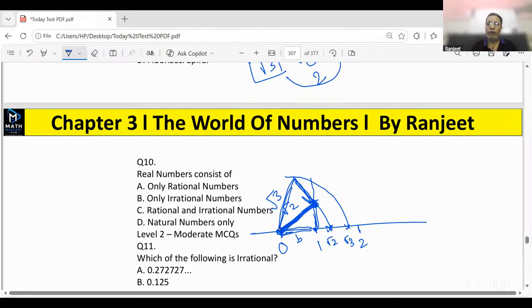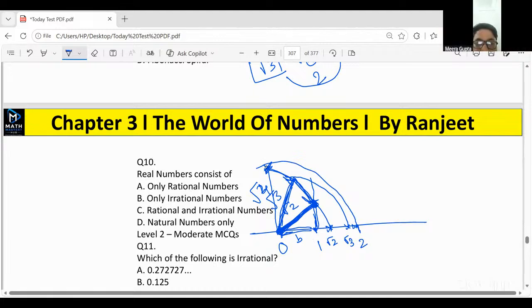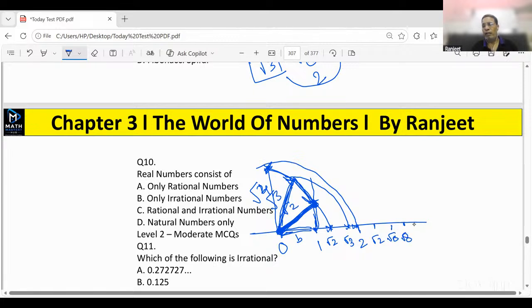Is it clear? If I take this line and draw another perpendicular here, and take 1 unit length from here to here, and join this, this becomes root 4. When we draw an arc, it comes to this point. And so on we draw, then we will get root 5, then root 6, root 7, root 8, and then root 9. Root 9 comes here, that is 3. You got the idea how to construct it?